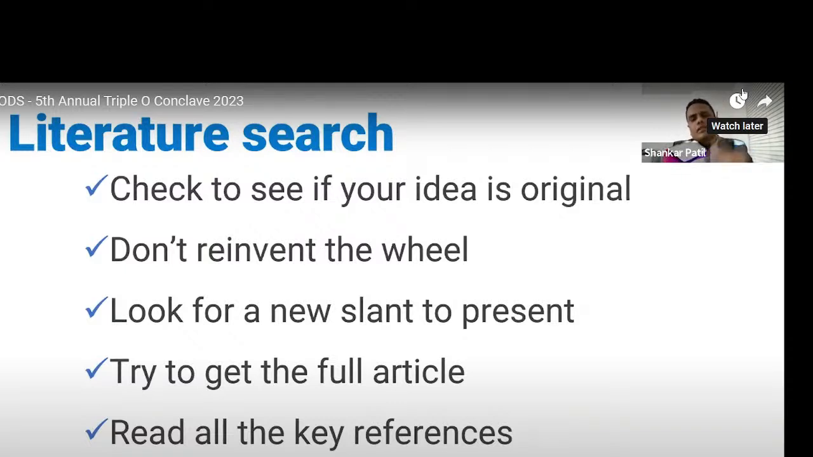So the postgraduate students, in their library dissertation, need to do a thorough literature search, and better try to publish that library dissertation in the form of a systematic review or meta-analysis, because when you're spending so much time doing that literature review, better publish it.